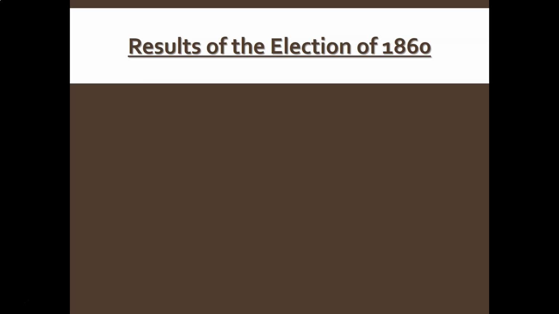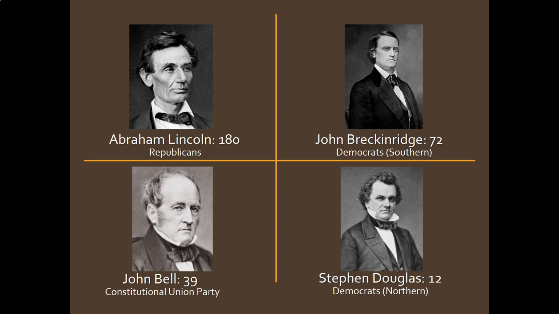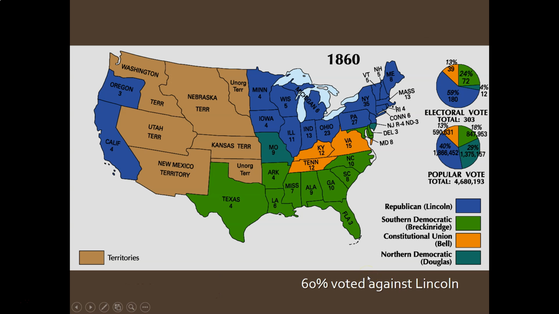Well, let's look at the results. As we all know, Abraham Lincoln is going to win. The fact that he wasn't on the ballot in 10 southern states is not enough to keep him out of the White House. The northern and southern Democrats here, you can see they split. And even if you add those two together, they're still not as strong as Abraham Lincoln. And John Bell actually does better than Stephen Douglas. And there's the results.